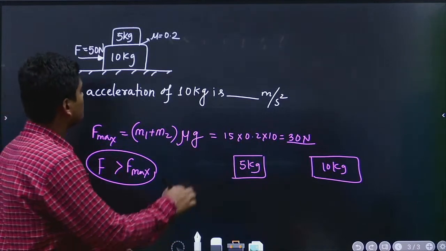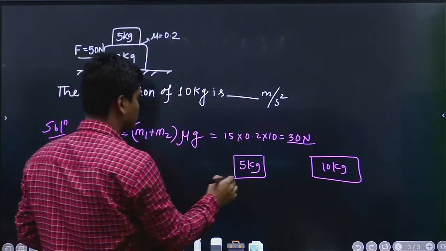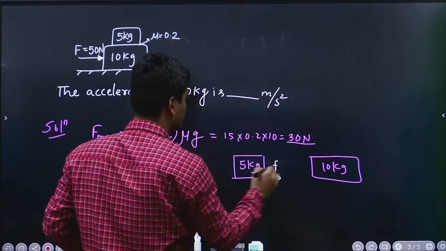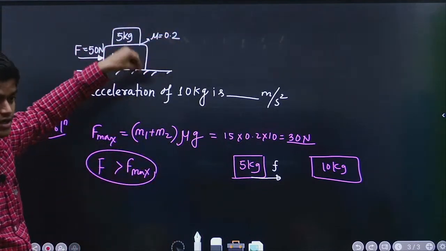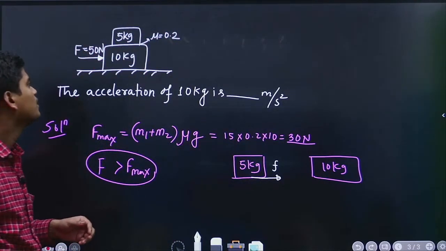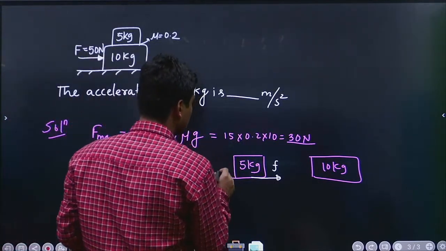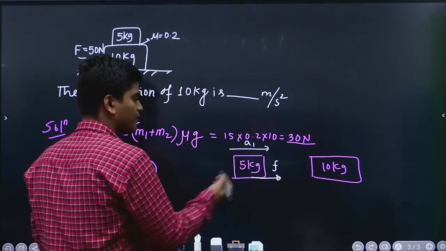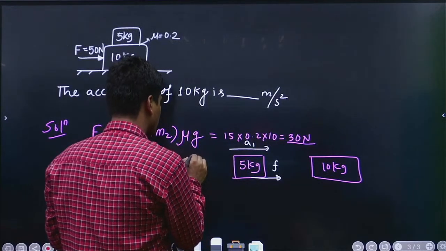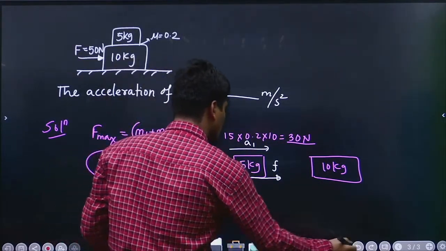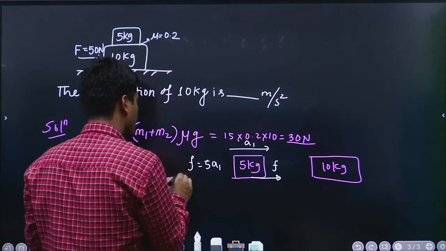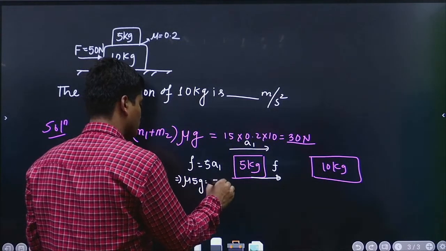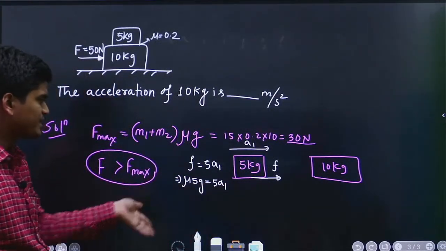Now here what do you do? For the 5 kg, free body diagram: the frictional force will act in this way, because the frictional force will help it move in this direction, right? Here the acceleration, suppose A1, and the frictional value you know already. So the frictional force is equal to 5 into A1, that is mu into 5g equal to 5A1. So you find the 5 kg acceleration.